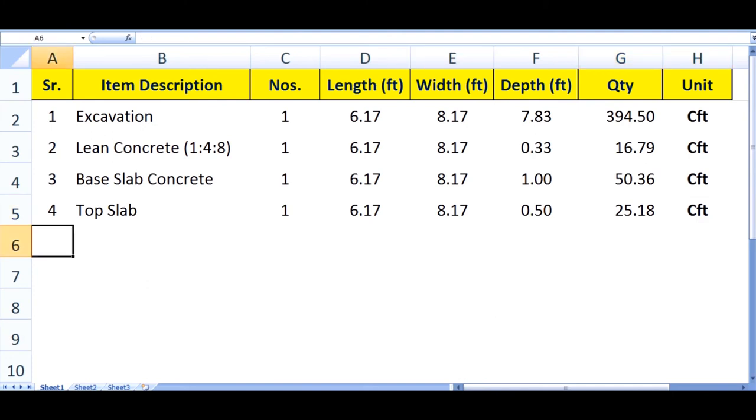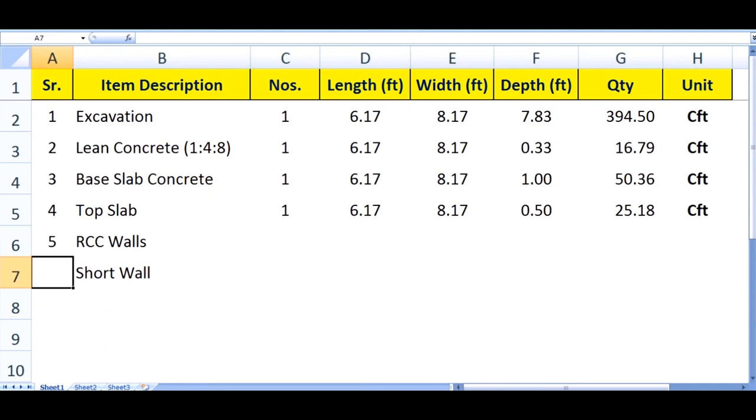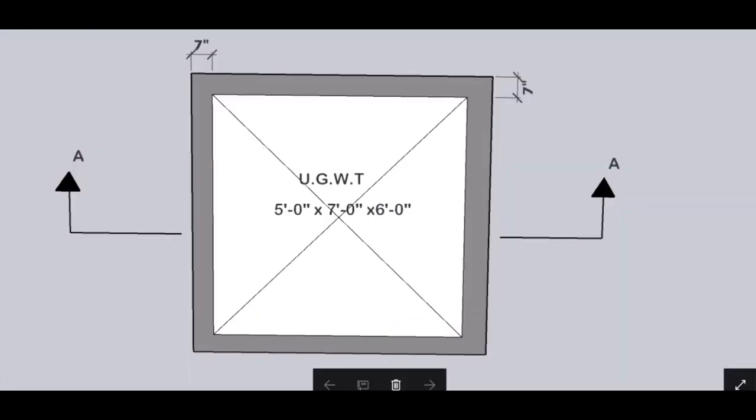After top slab, the fifth item will be RCC walls. In RCC walls, there are two walls, the short wall and the long wall. First of all, we write here short wall. For short walls, if we see the diagram, the short wall is 5 feet in length. That is the internal dimension. For short wall, we only add the internal dimensions.